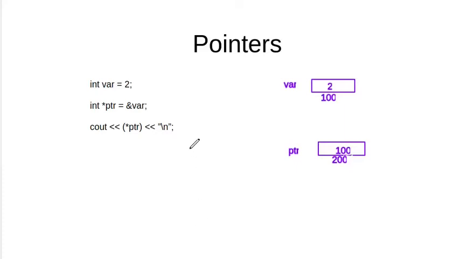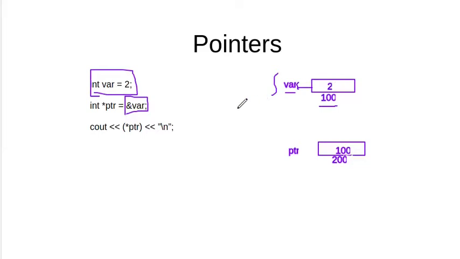So first of all, we have to understand the ampersand operator. The ampersand operator gives you the address of the variable var. Whenever we declare any variable, say var, an integer variable, var = 2, the computer creates memory whose name is var at some address, say 100. So the value 2 is assigned to the variable var.